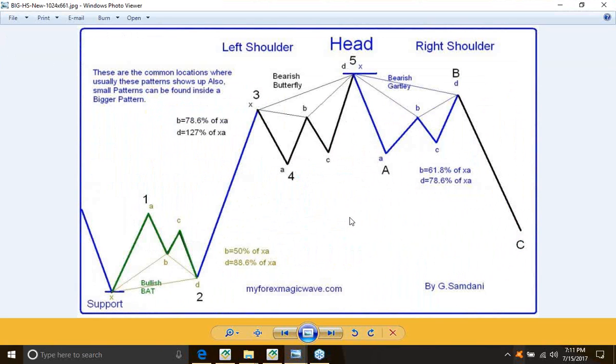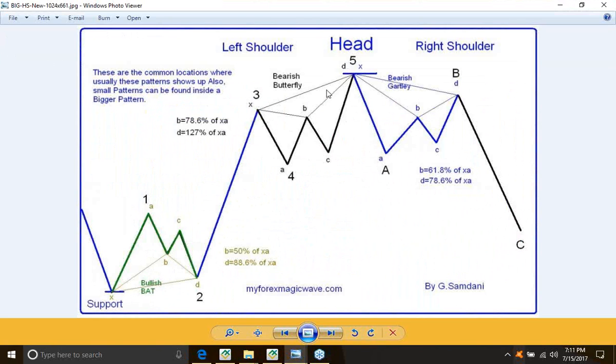I'm going to close it because it's 7:11 now. More than 1 hour, right? But we're going to cover this in the next webinar about Elliott wave. The next step: this is wave 1 and 2, either bat or crab right here. Bullish bat, bullish crab. Then you go for wave 3.